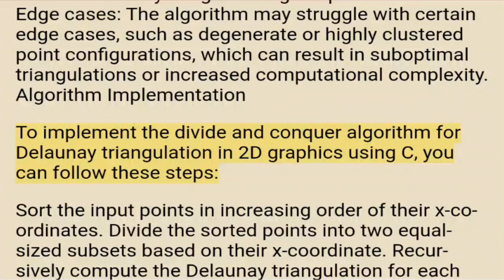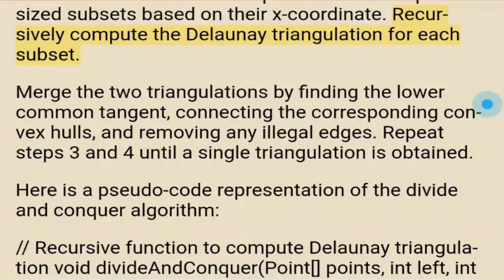Sort the input points in increasing order of their x-coordinates. Divide the sorted points into two equal-sized subsets based on their x-coordinate. Recursively compute the Delaunay triangulation for each subset. Merge the two triangulations by finding the lower common tangent, connecting the corresponding convex hulls, and removing any illegal edges. Repeat steps 3 and 4 until a single triangulation is obtained.